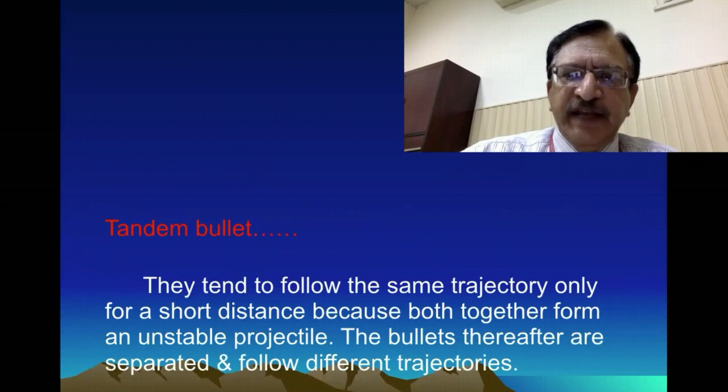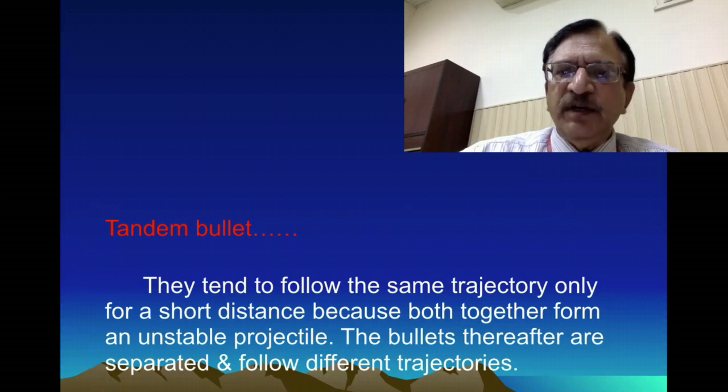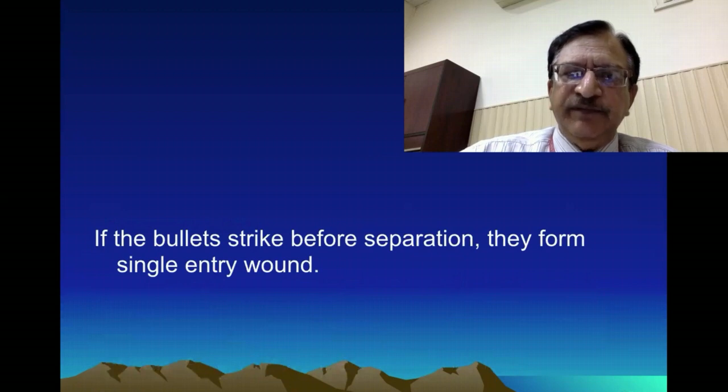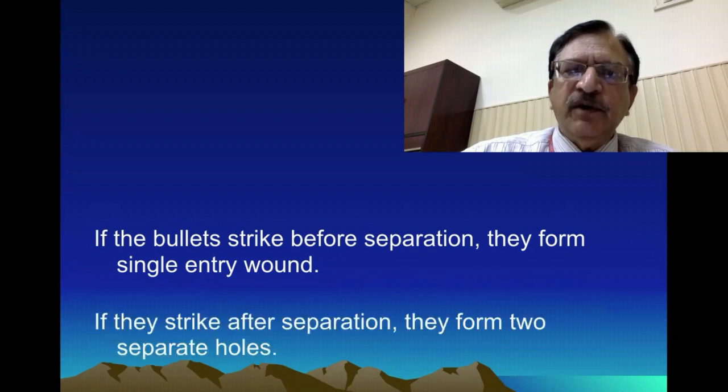They tend to follow the same trajectory only for a short distance because both together form an unstable projectile, and the bullets thereafter are separated and may follow different trajectories. And if the bullets strike before separation, they form a single entry wound. That is, if they are traveling together and enter as a pair, they can make a single entry wound, or if they are separated, they can make two separate entry holes.